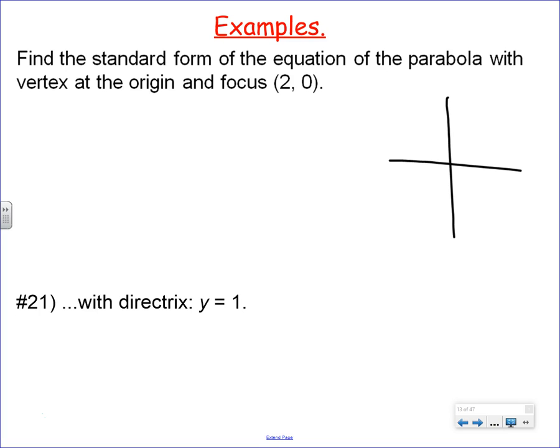Where's the origin? 0, 0. Easy. So 0, 0 is my h, k. Where's my focus? 2, 0. What kind of parabola do I have if I need the curvature eating the focus? I need a sideways parabola, right? Now, you could do a dotted line, like, I'm not exactly sure. I know it's a sideways one.